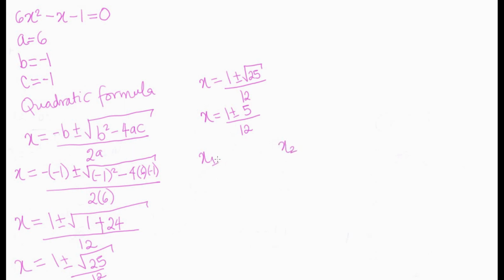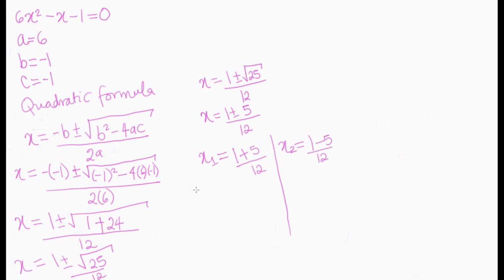So here we solve for x sub 1. Let's separate it. For x sub 1 we're going to use the positive sign, and this plus or minus sign is what is going to distinguish x sub 1 from x sub 2. So for x sub 1, we're going to use 1 plus 5 over 12, and for x sub 2, we're going to have 1 minus 5 over 12.